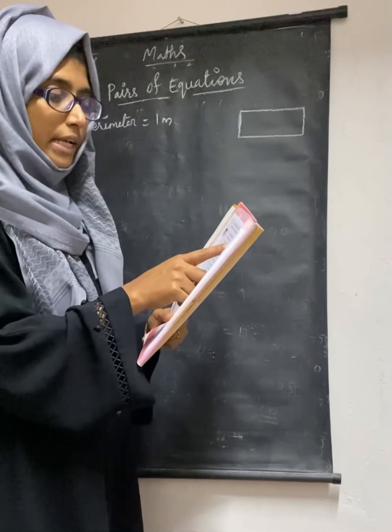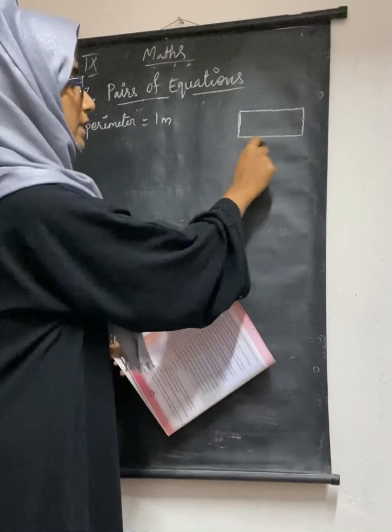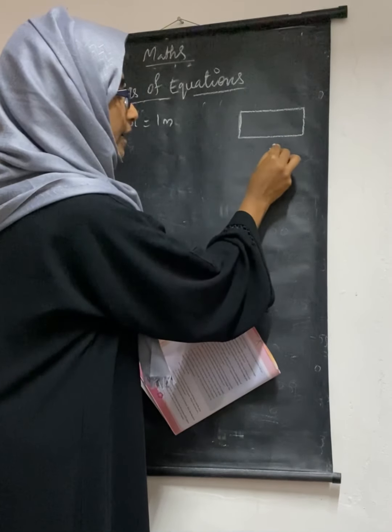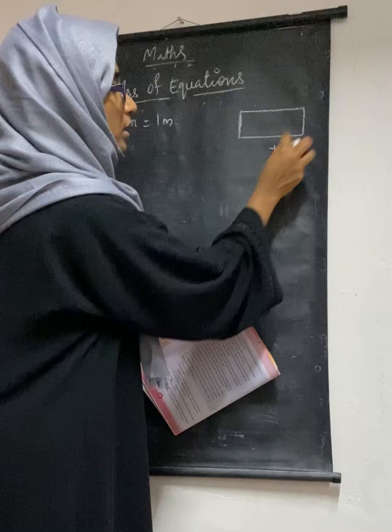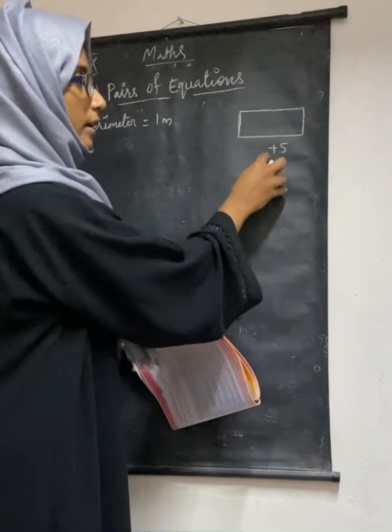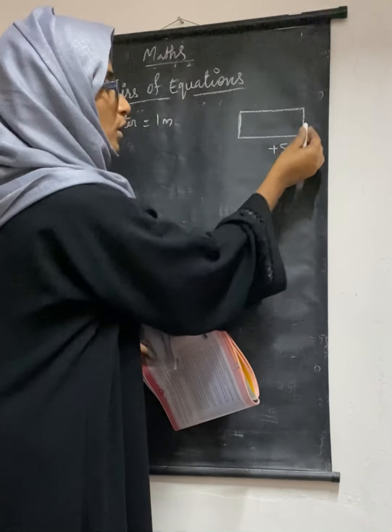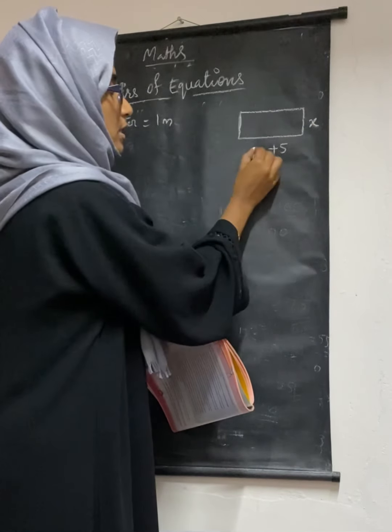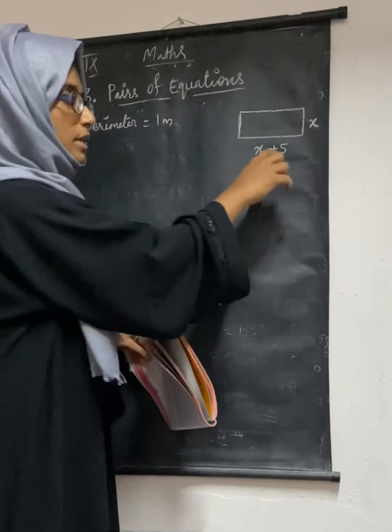One side is 5 cm longer than the other. This side is 5 cm longer than the other. So you can understand, no? The other side we can take as x. So what will this one be? x plus 5, 5 centimeters longer than the other.